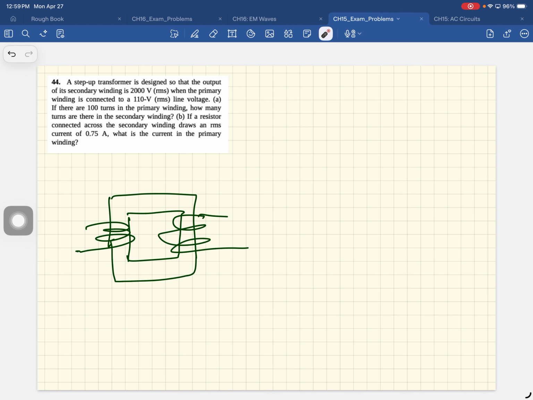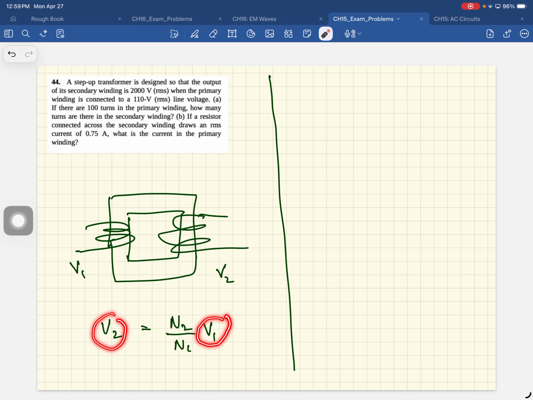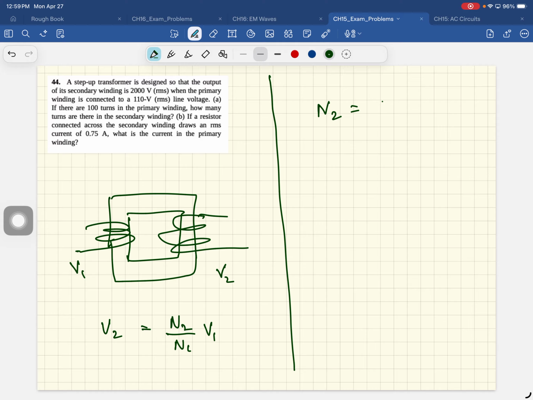So the relationship is V2, the output voltage, is N2 over N1 times V1. And if you put RMS voltage here, you get RMS voltage here. If you put maximum voltage here, you get maximum voltage. Okay, so N2 is N1 times V2 over V1. There's 100 turns in the primary, 2000 volts divided by 110 volts.